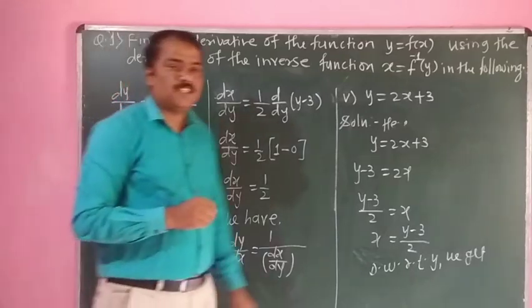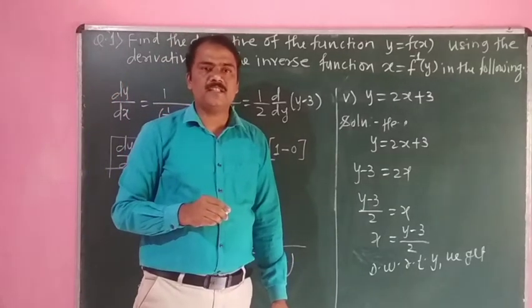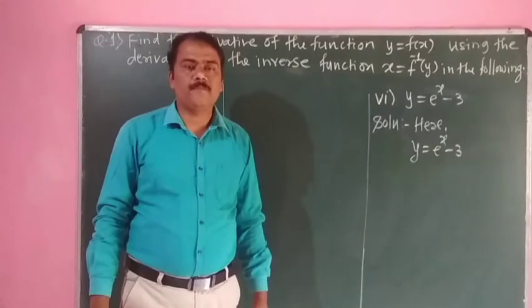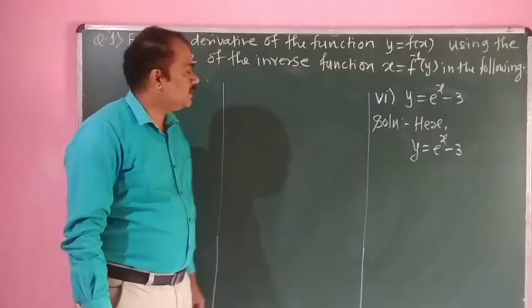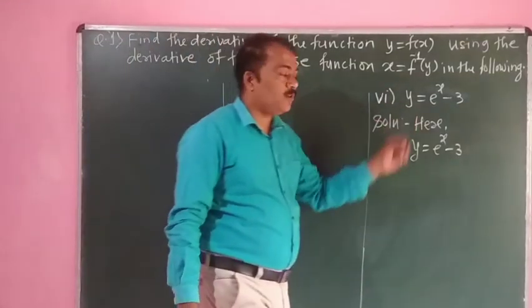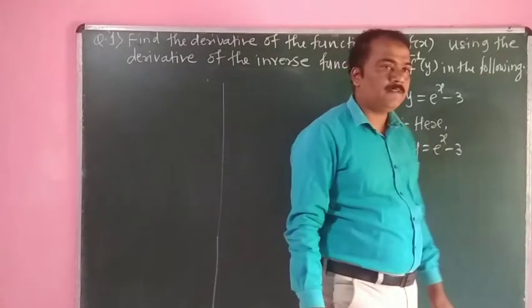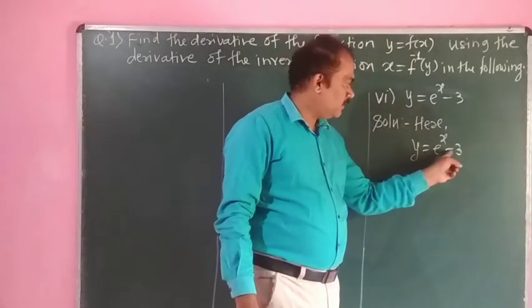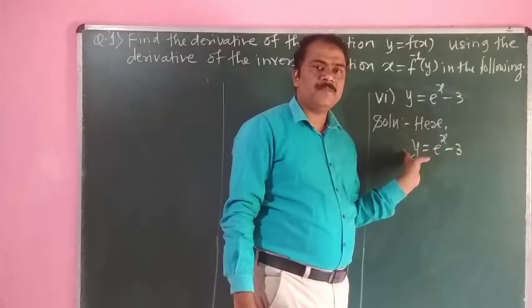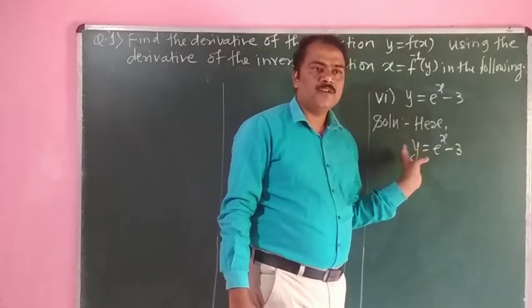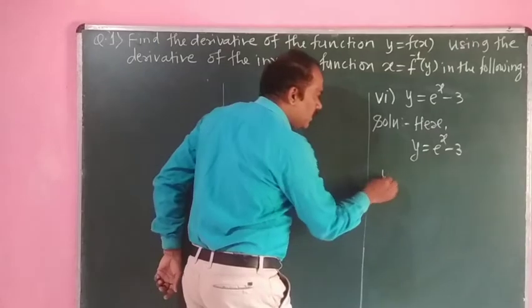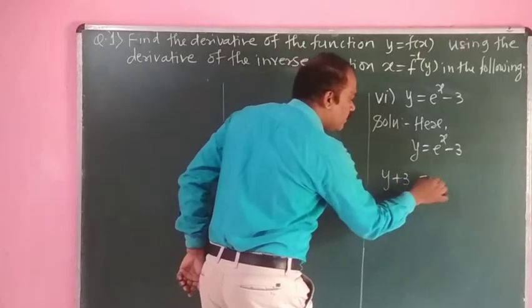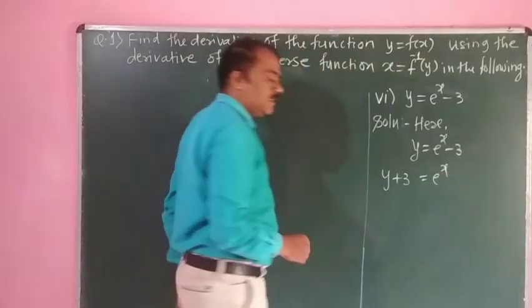Now we have to discuss the next example, example number 6. y is equal to e raised to (x minus 3). First of all, we have to find its inverse function. We take this minus 3 to the other side, where it must be plus, so we get y plus 3 is equal to e raised to x.